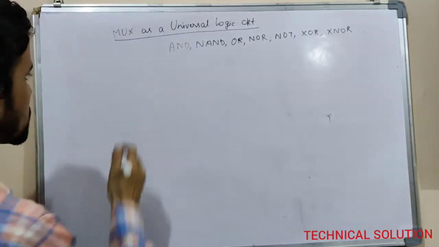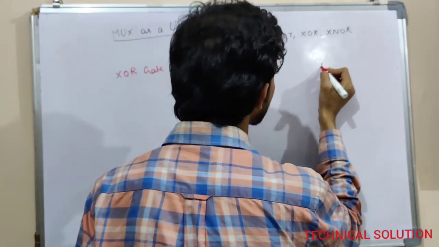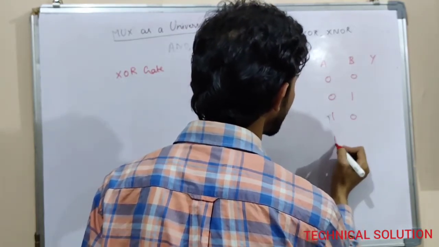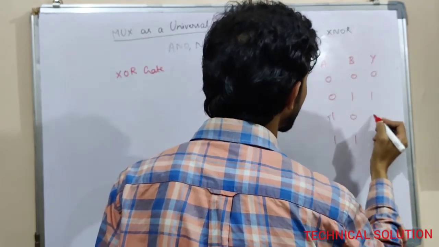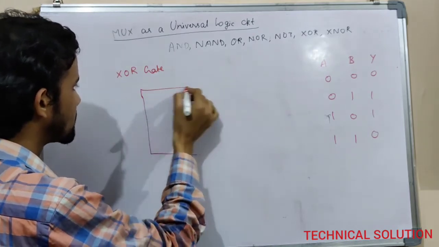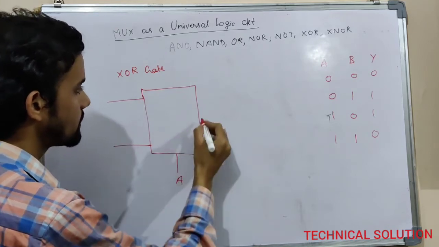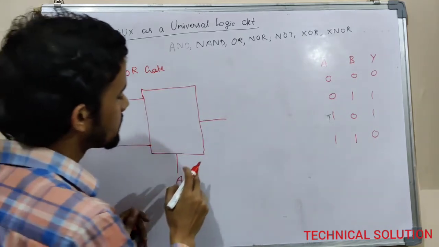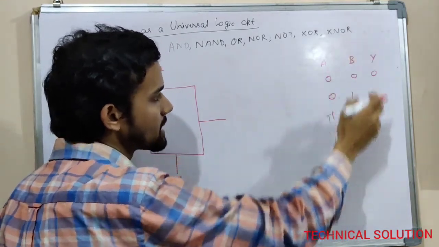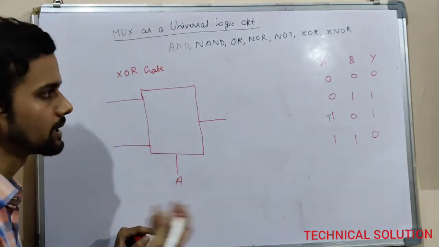Okay, design an XOR gate using a multiplexer. A, B, Y, that is 0 0, 0 1, 1 0 and 1 1, with outputs 0 1 1 0. Okay, and using a 2 cross 1 mux, let the selection line be A. We can also design this multiplexer by assuming B as the selection line, so we get A as input. Okay, we can realize it in either way.